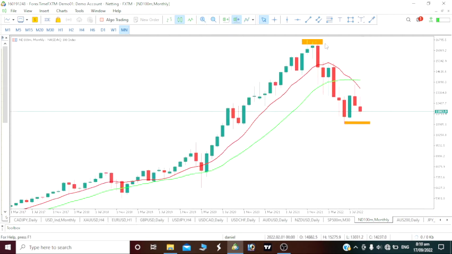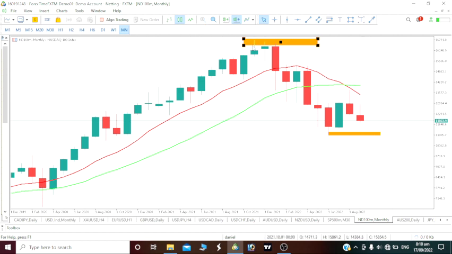Now we got to this top. This is our highest point that our NASDAQ 100 has gotten to. When it got to this point here, we started seeing this drop. After that drop, we saw a pullback that came to hit our 10-period moving average. We saw this drop again, right?